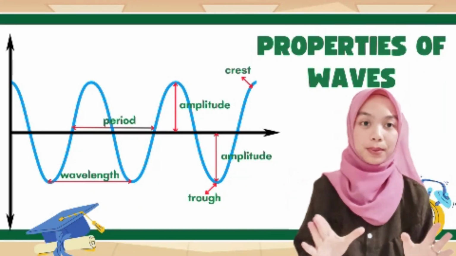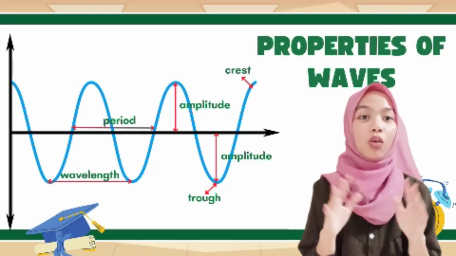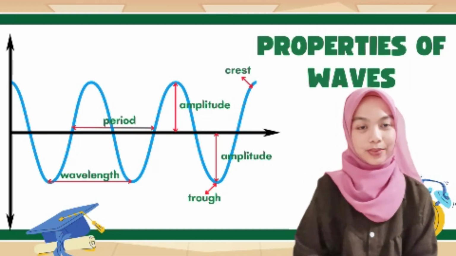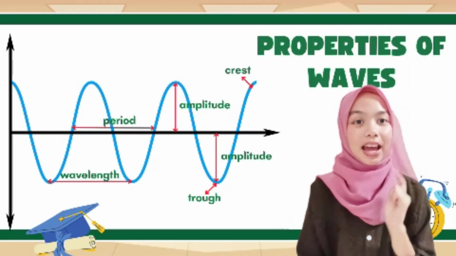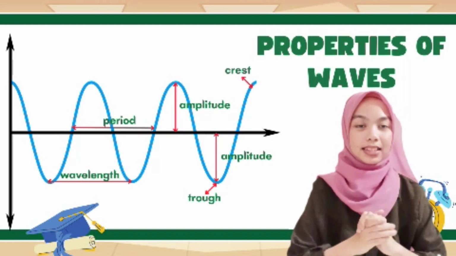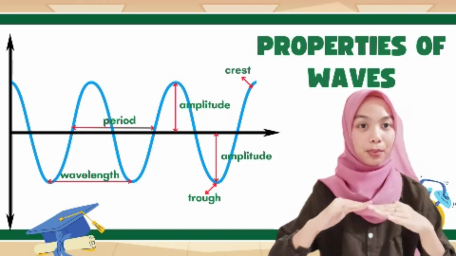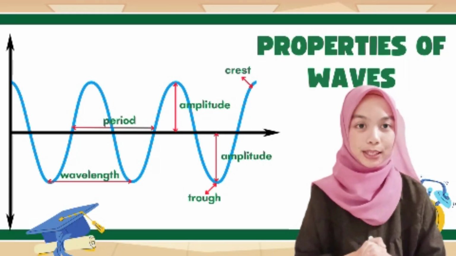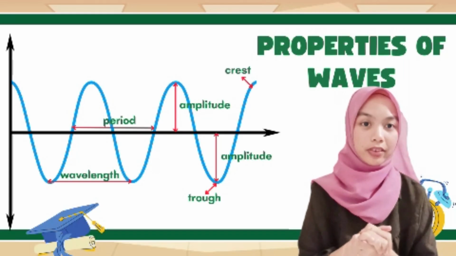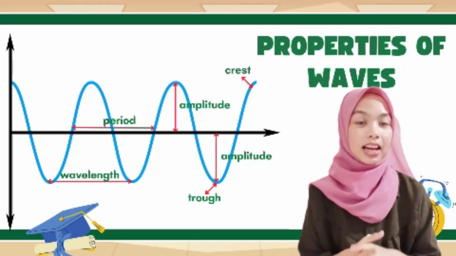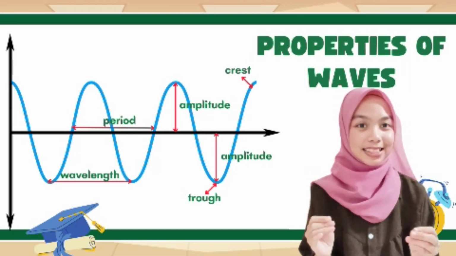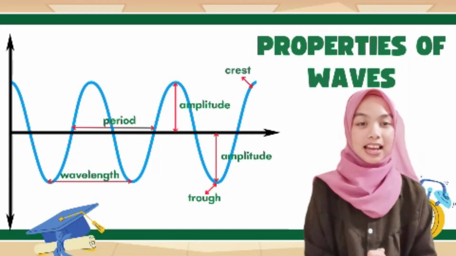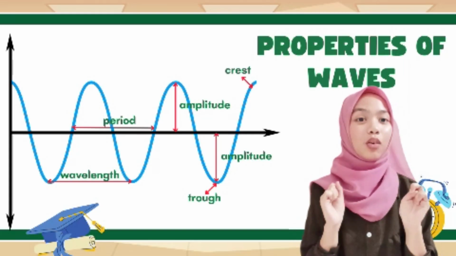Okay guys, now let's get into the properties of waves. Understanding these properties helps us explain why waves behave the way they do. So the first is amplitude. Amplitude is the height of the wave from its middle point to the crest or trough. The larger the amplitude, the more energy the wave carries. In some cases, higher amplitude means louder sound. And then the second is wavelength.